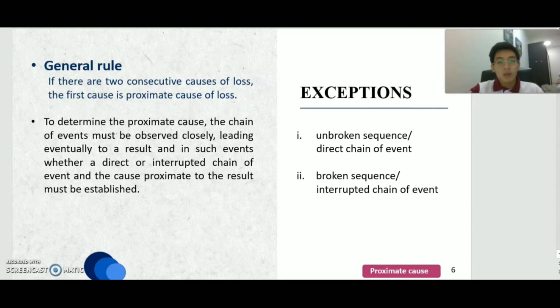However, if there are two consecutive causes of loss, the first cause is, in general, the proximate cause of loss. But there are two exceptions to the general rule: the first is the unbroken sequence or direct chain of event, and the second is the broken sequence, or what we call the interrupted chain of event. In order to determine the proximate cause, the chain of events must be observed closely, leading ultimately to the result, and whether there is a direct or interrupted chain of event, the cause proximate to the result must be established.